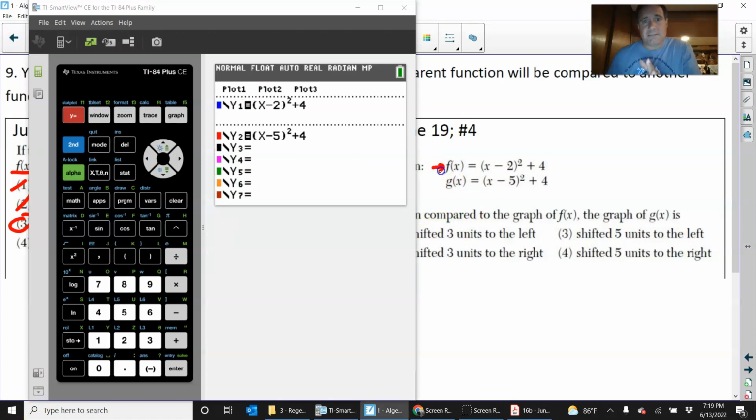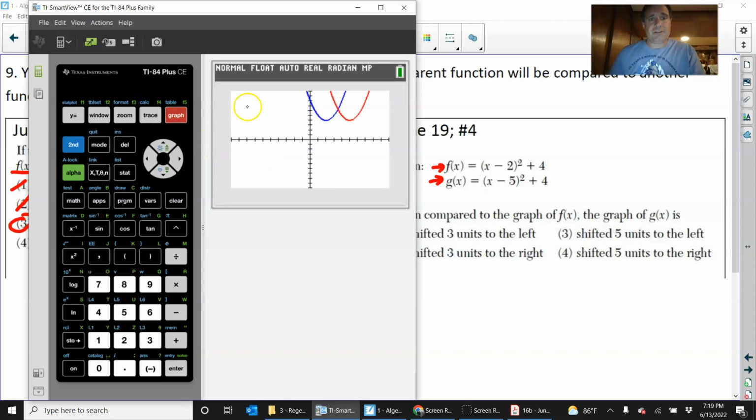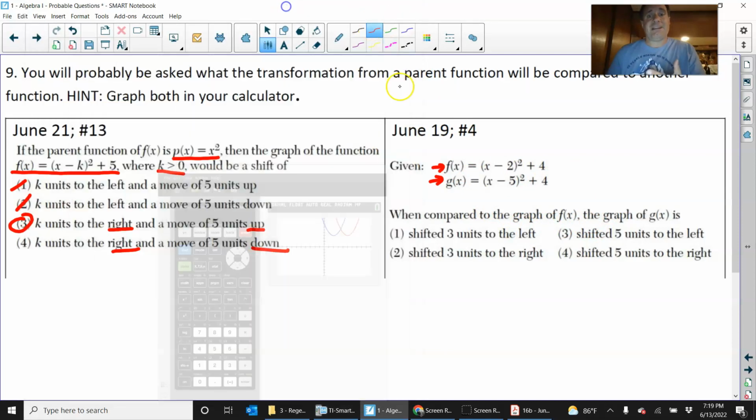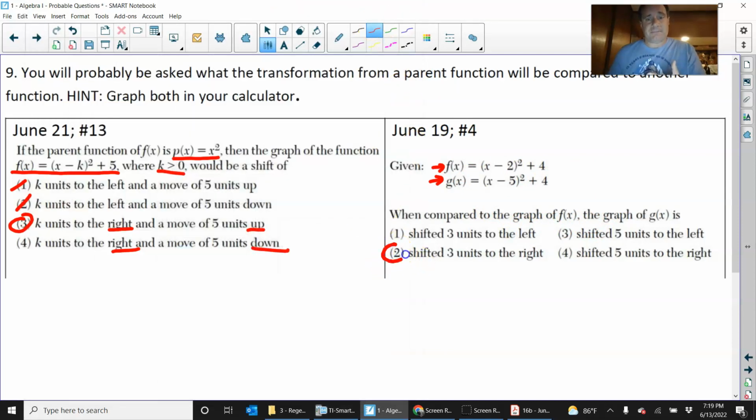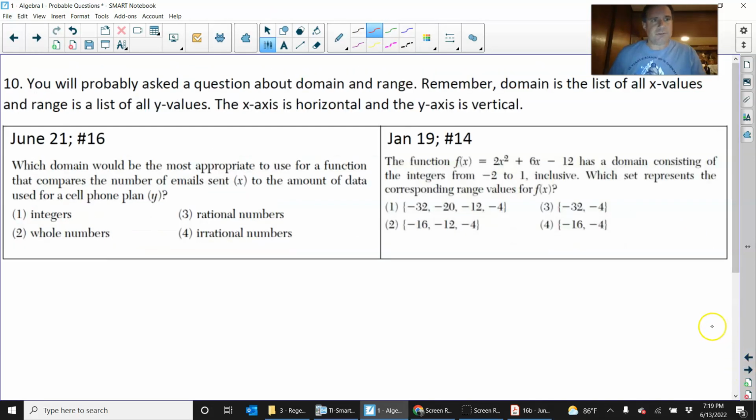Now, this is not a parent function, so we're just comparing two functions, f of x and g of x. I have them both in my calculator, and you see the first one is the blue one. So the blue one is f of x. The red one is g of x. What happens from f of x to g of x? It goes to the right, 3, and shifts to the right, 3. And that's it. Right? Use your calculator.